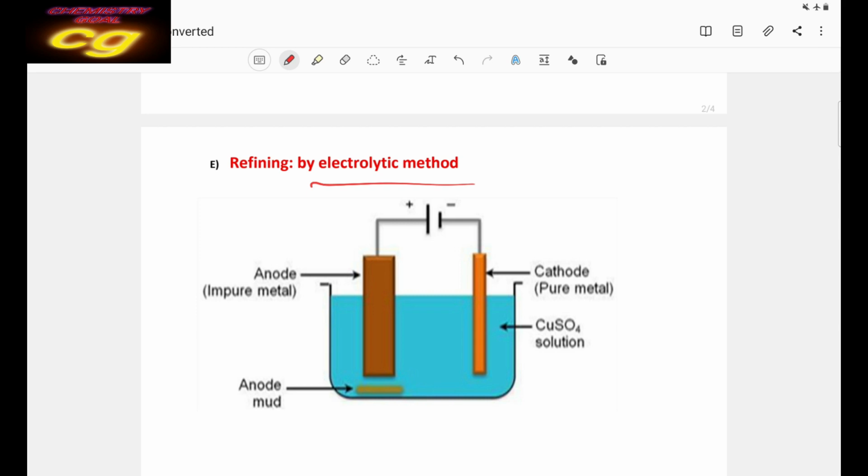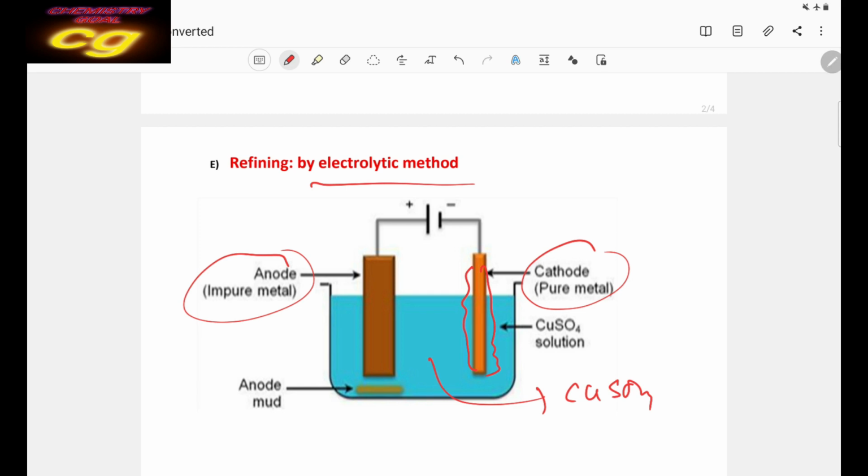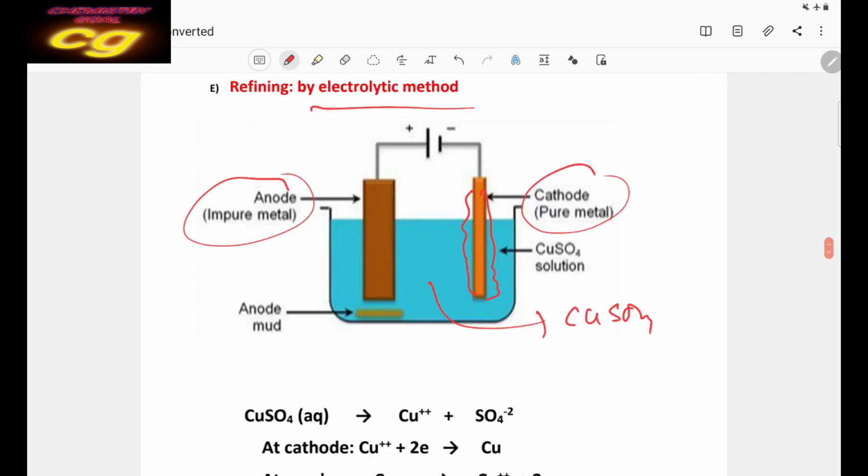In this method, what happens? Already discussed, impure copper is used as the anode and pure copper is used as the cathode. These are the two basic principles. Then copper sulfate solution is used as the electrolyte. Then when DC current is passed, copper gets deposited at the cathode. Pure copper is deposited at the cathode, and the thickness of the anode decreases due to dissociation of copper to copper ions.